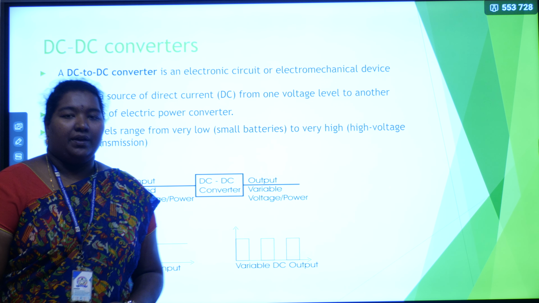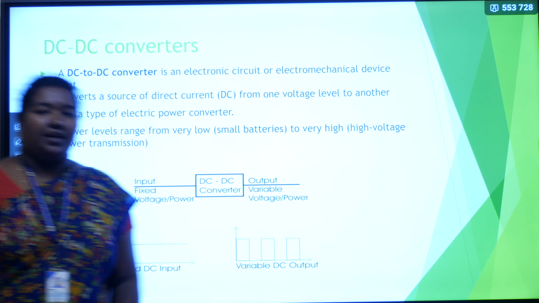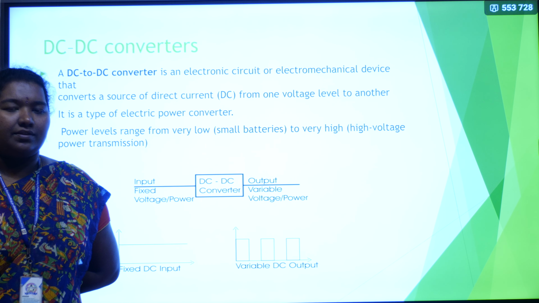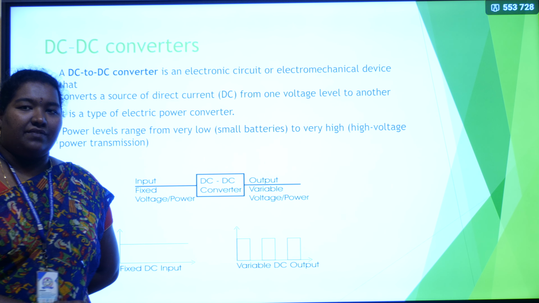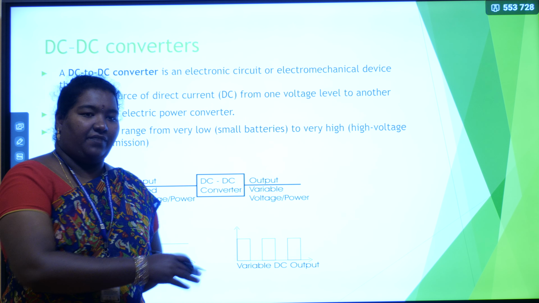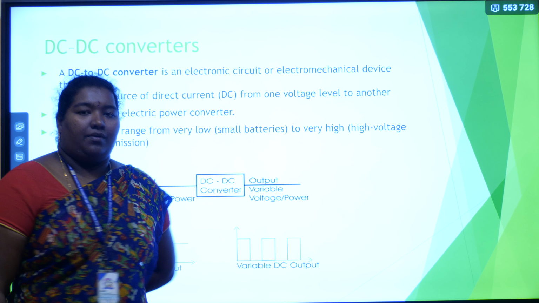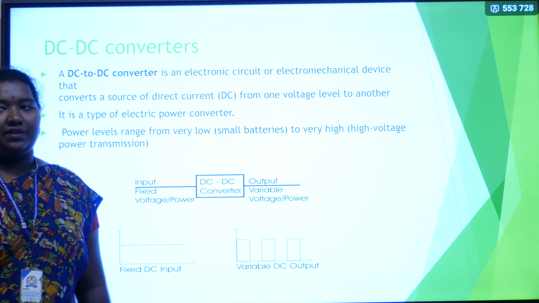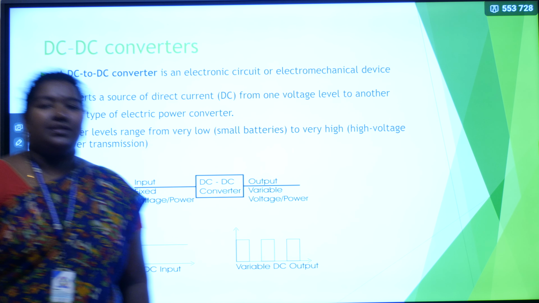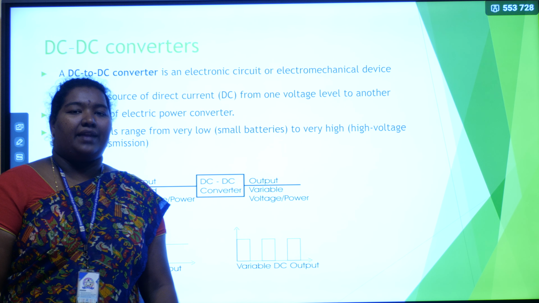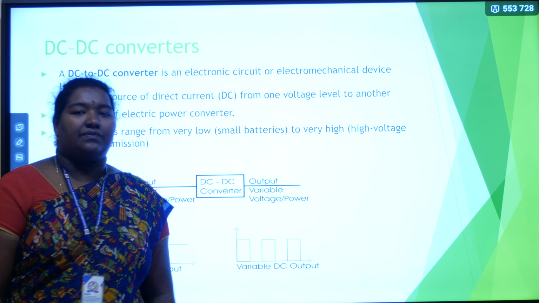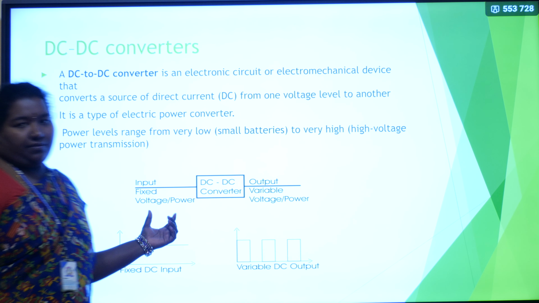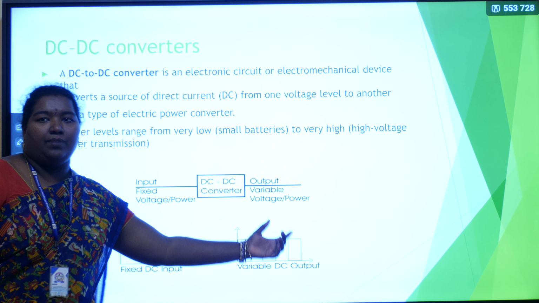So coming to the topic, what is a DC to DC converter? What is a converter? A converter is a device which converts one form of energy level into another form. So it is called a converter. A DC to DC converter is an electronic circuit which converts a fixed voltage level to a variable voltage level.